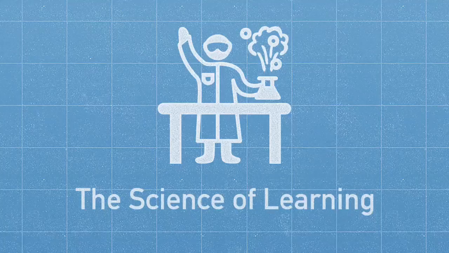The Science of Learning is a 6-part series that is intended to summarize the existing research from cognitive science related to how students learn and connect this research to its practical implications for teaching and learning.